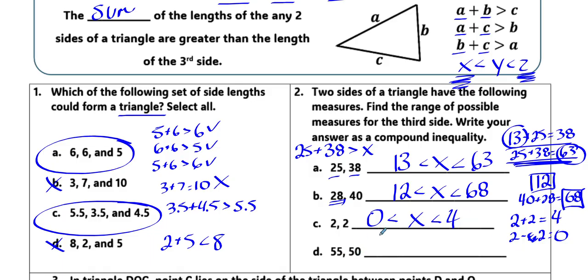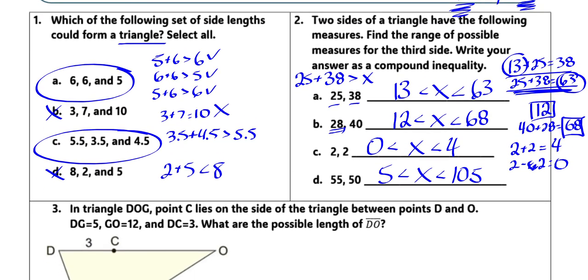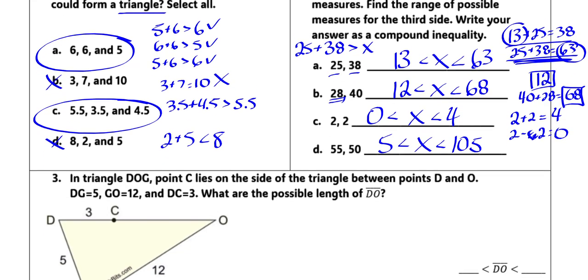Same logic here. Subtracting, 5 is the smallest it could be. Adding, 105 is the biggest it could be. Actually, I'm not saying that right. It's got to be bigger than 5. It can't really be 5 or 105. It's got to be smaller than that.